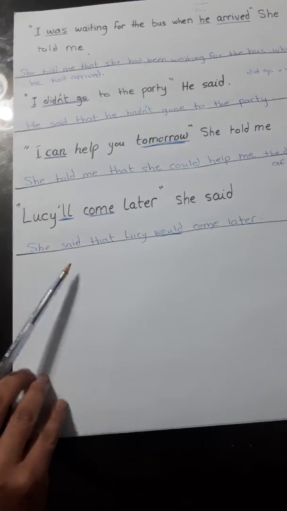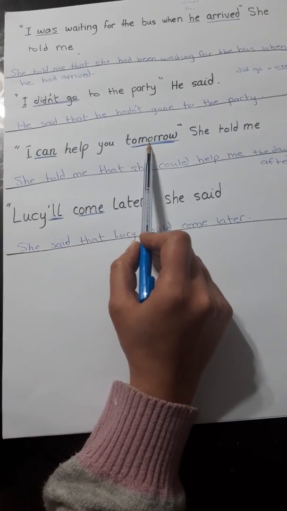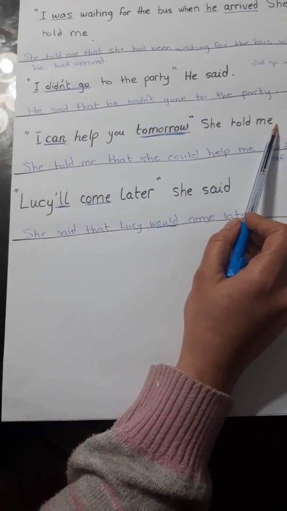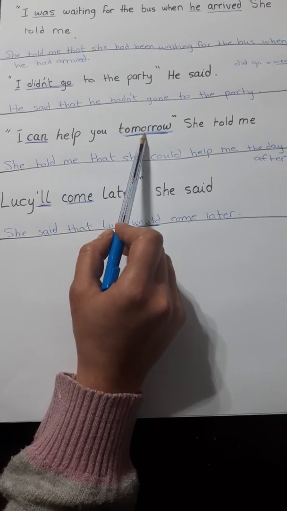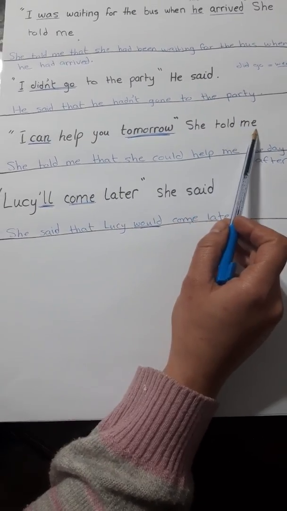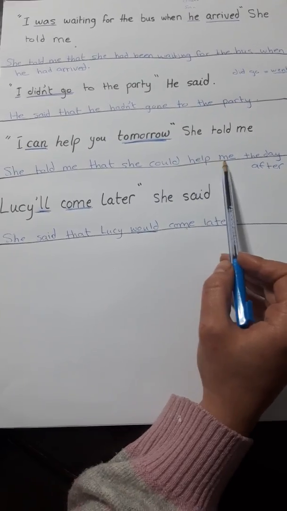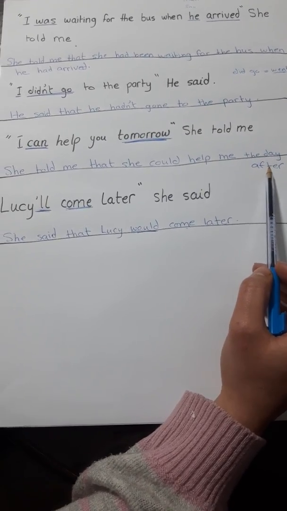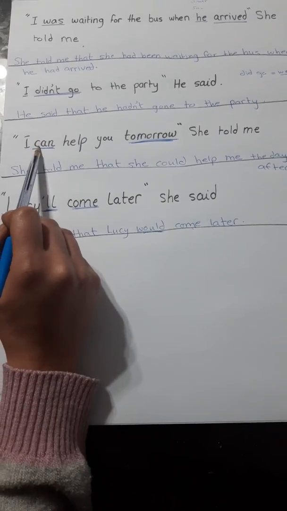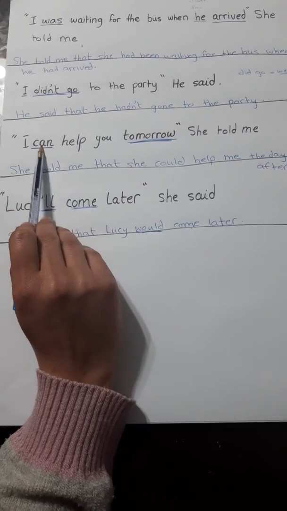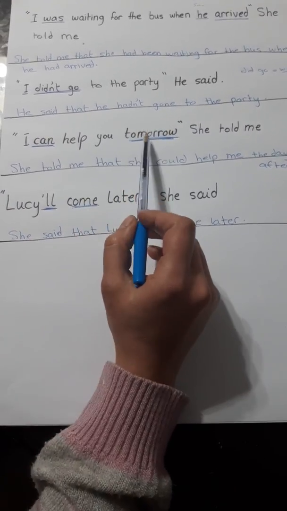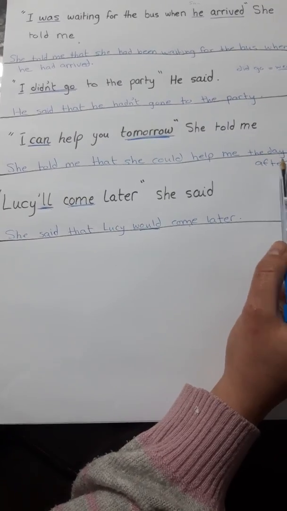The third one: I can help you tomorrow, she told me. She told me that she could help me the day after. Notice that we change can to could. The past tense of can is could. And we change tomorrow to the day after.